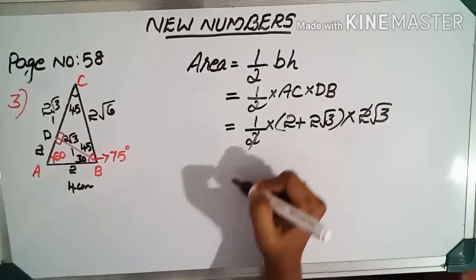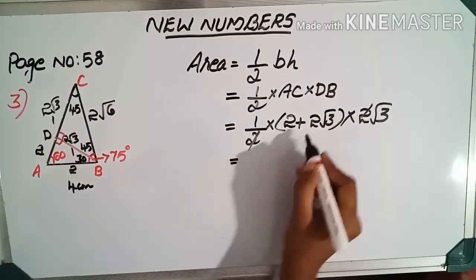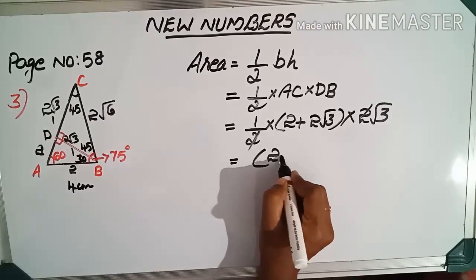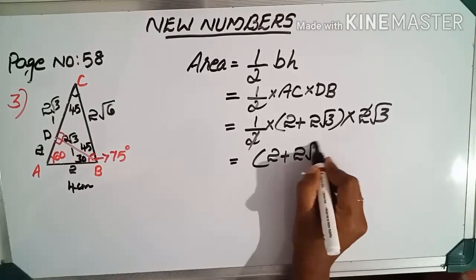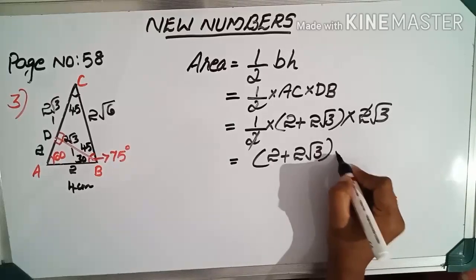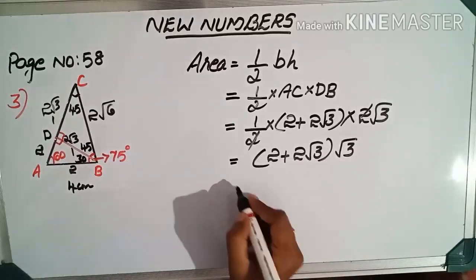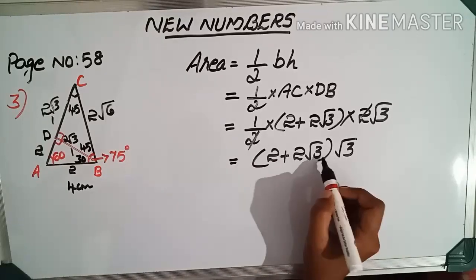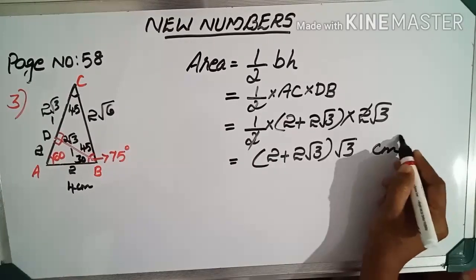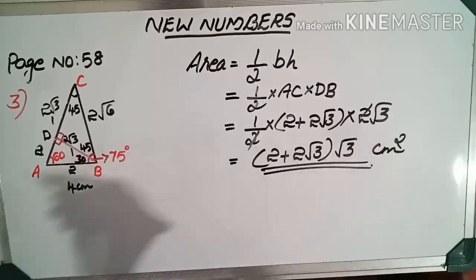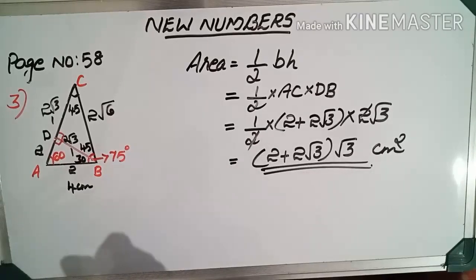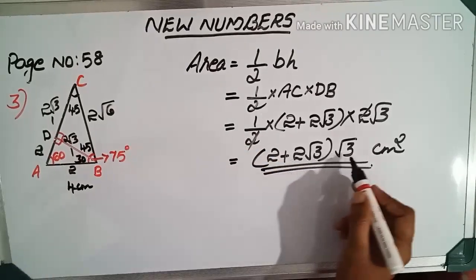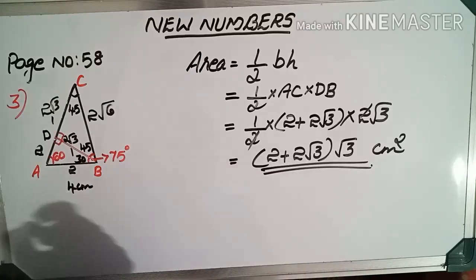Here this 2 and 2 we can cancel. Now next is 2 plus 2 root 3 outside the bracket, 1 root 3. Okay, now need to simplify. You can write the answer as 2 plus 2 root 3 into root 3 centimeter square. If it is not specified, you can stop here. Okay, so area is root 3 into 2 plus 2 root 3.